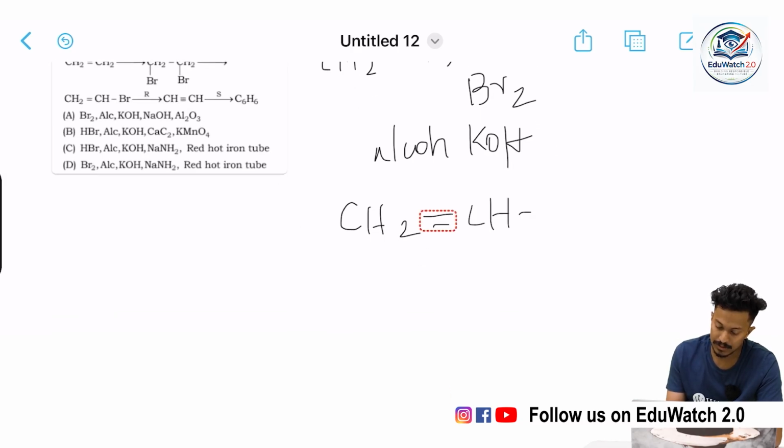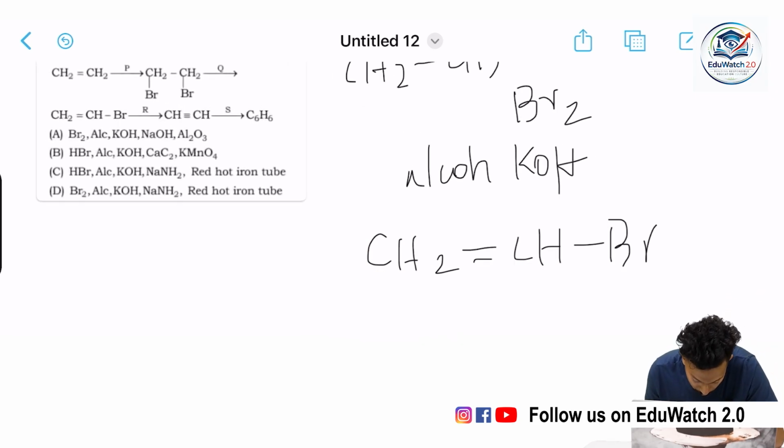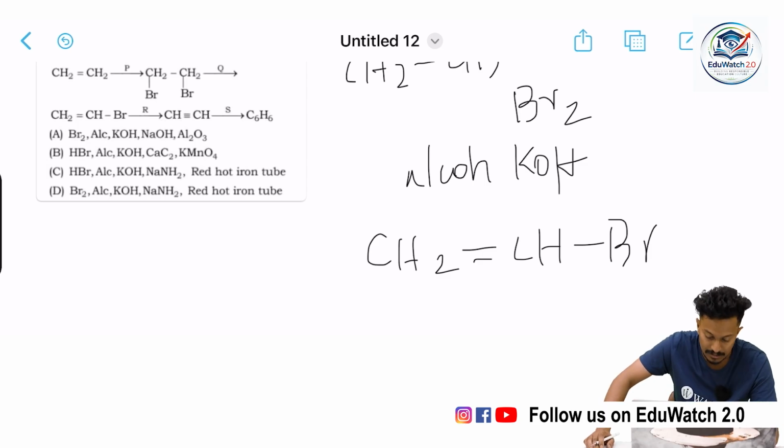CH2 double bond CHBr, which gives, with alcoholic KOH, a reduction to this one. This alkyl bromide is then treated with bromine, and then treated with something called R to give a triple bond. What do you think might be the reason for forming a triple bond here?